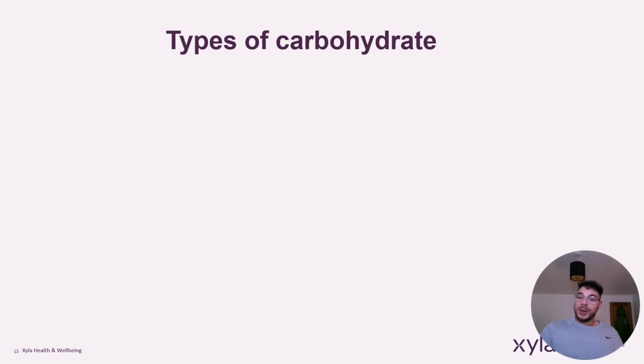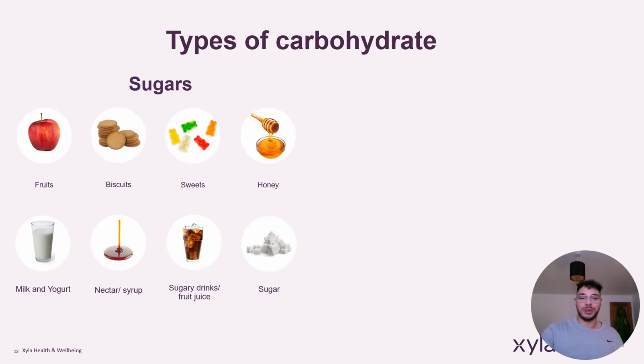What's come to mind? Bread? Rice? Pasta? Honey? I'll show you now. First off, we have sugars. Sugars can be naturally occurring or they can be added through processing.